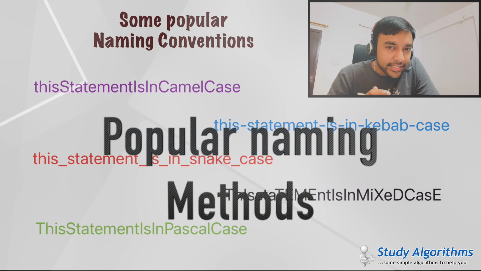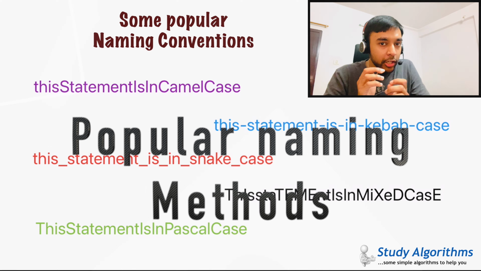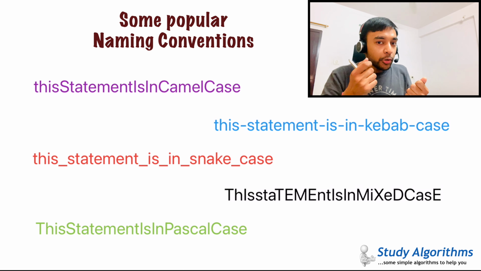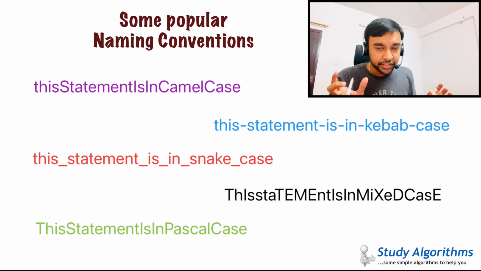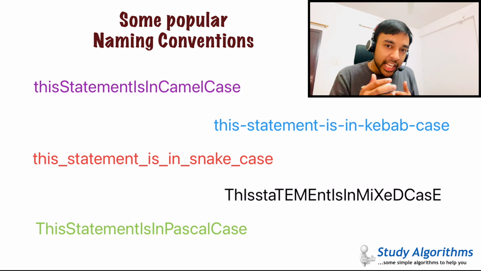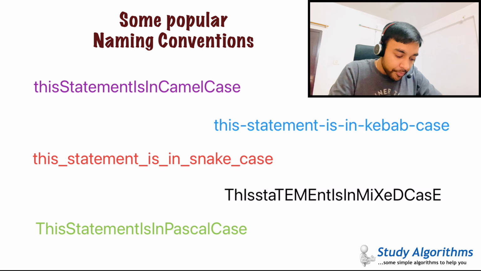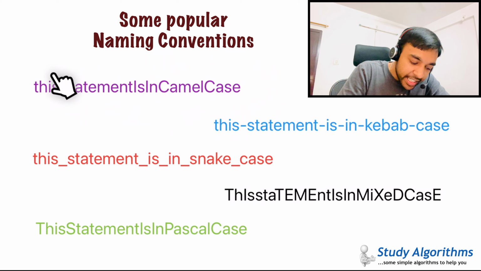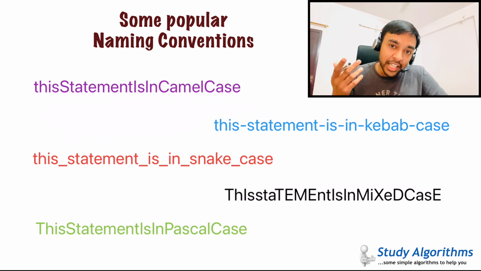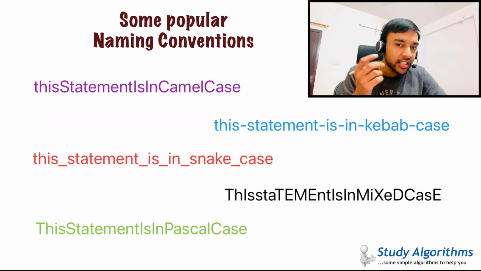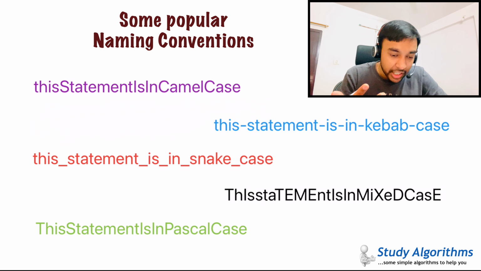So, like I discussed a couple of minutes back, when you are removing the spaces, you still need to find a way to differentiate between the words, right? Otherwise, how will you read them? So, we came up with certain naming conventions. You already know about the camel case, right? Similarly, you can try to separate the words in different ways as well.